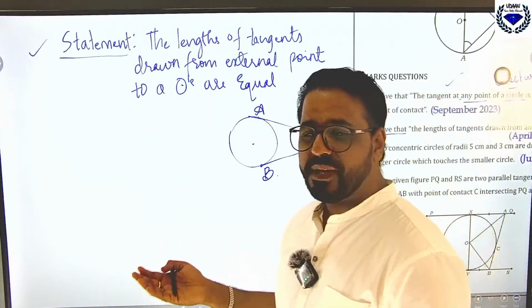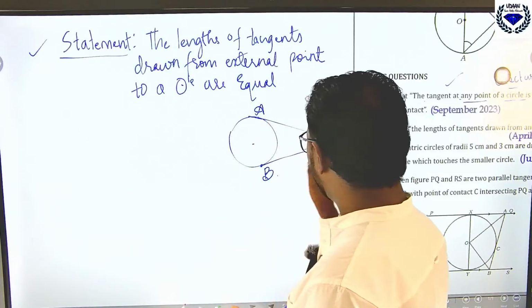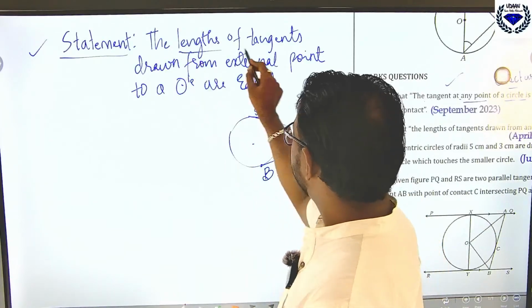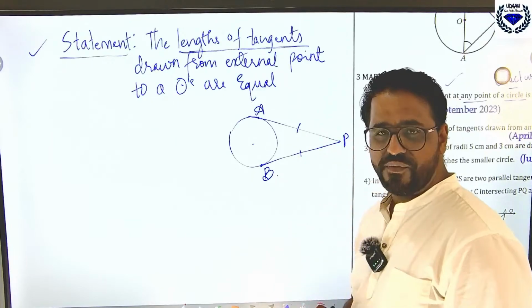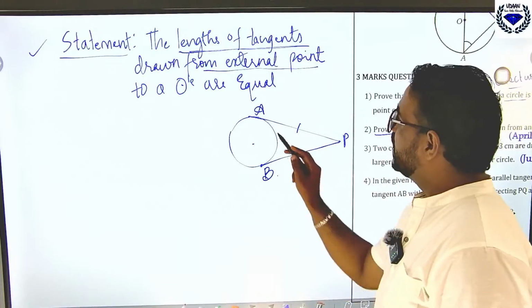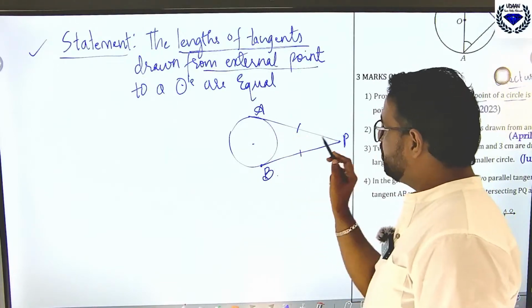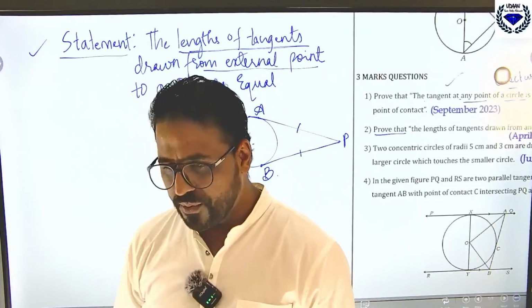Now here you should draw a circle, then you should draw 2 tangents. See, here they said the lengths of tangents. That means AP and BP are the lengths of tangents. P is an external point to the circle. So AP and BP are equal. You should prove that. So how will you prove?